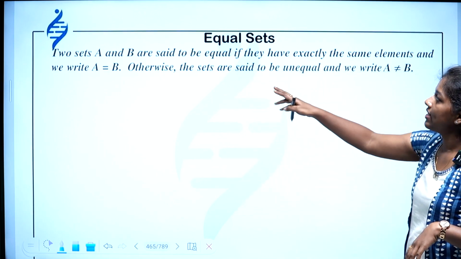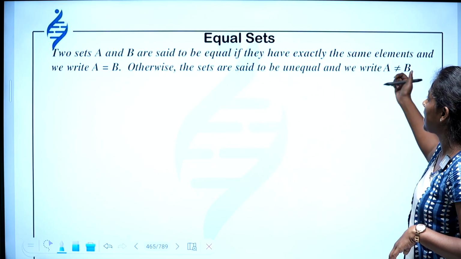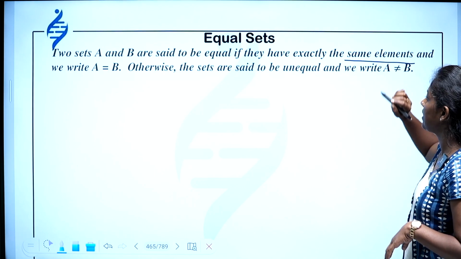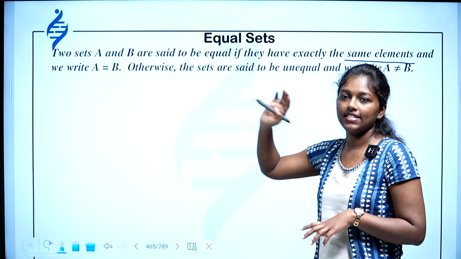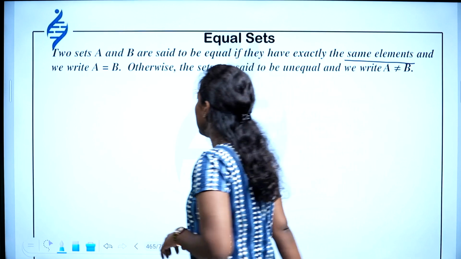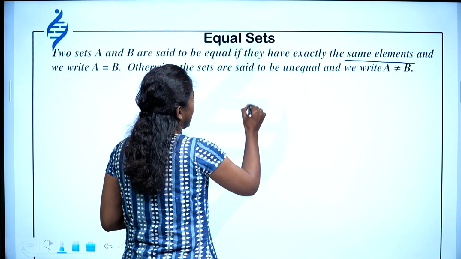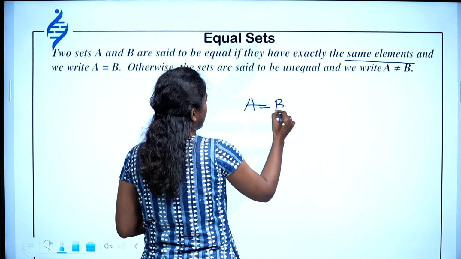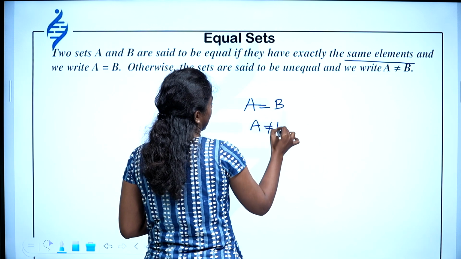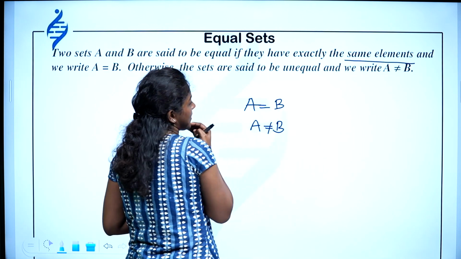Okay. So, two sets A and B are said to be equal if they have exactly the same elements, and we write A is equal to B. Otherwise, the sets are said to be unequal and we can write A not equal to B. If they are equal, we write A equal to B, and if they are unequal, we write A not equal to B. So, this is the notation.